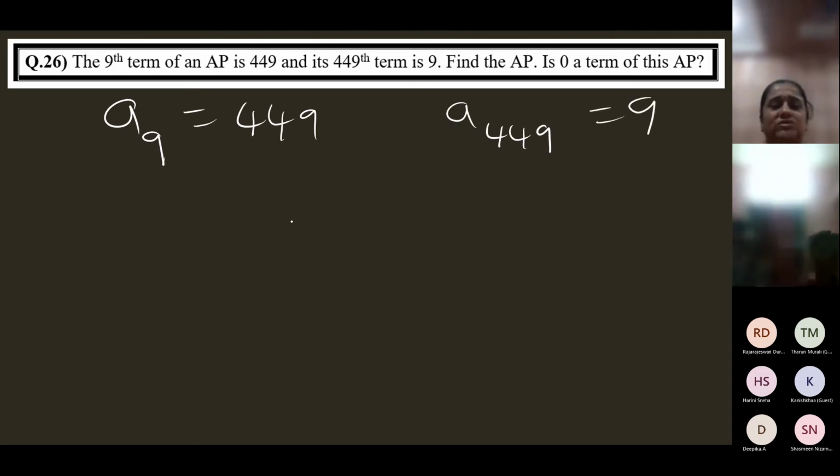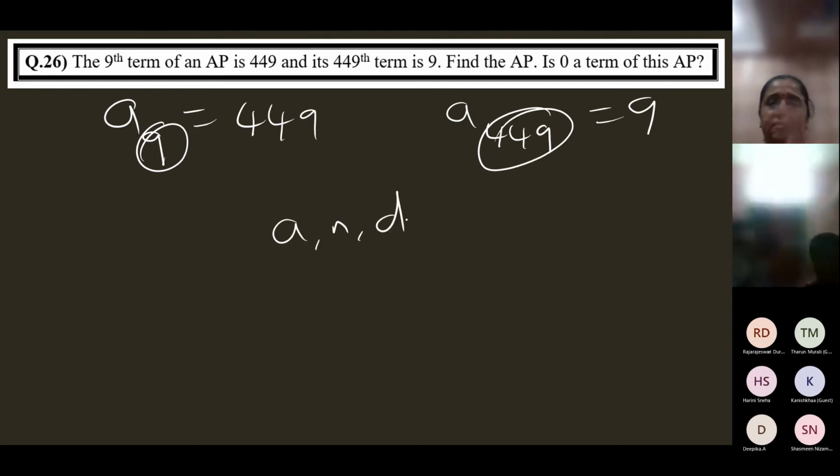So you'll get two equations again. You know n is 9, n is 449. But you don't know a and d because you don't know the AP. So again you'll get two equations in a and d, because the three unknowns are a, n and d.